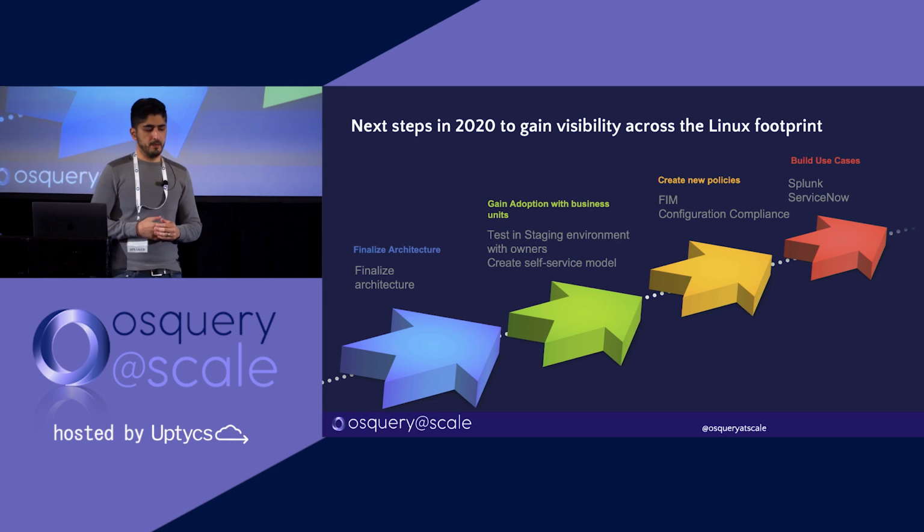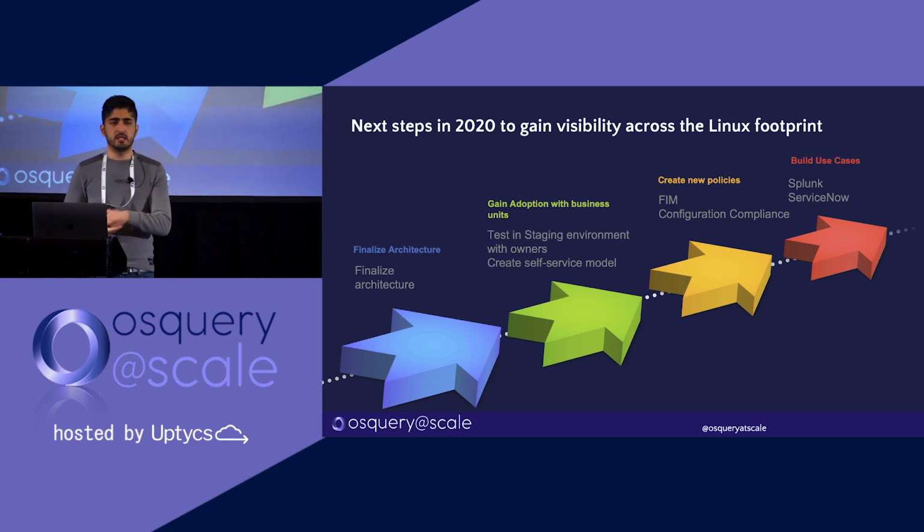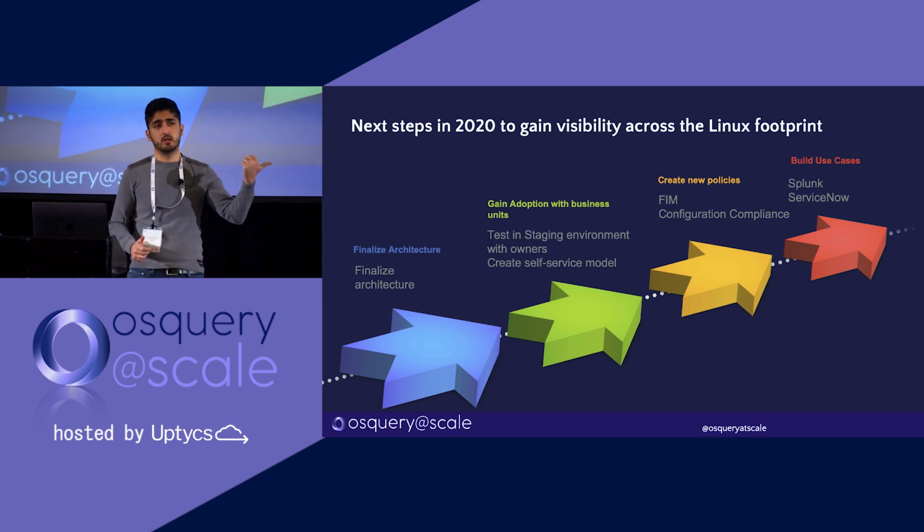Then phase 3 and phase 4 will be file integrity monitoring and configuration compliance, and then getting that data back into Splunk, ServiceNow and big data to do all that good stuff that I talked about in the slide.